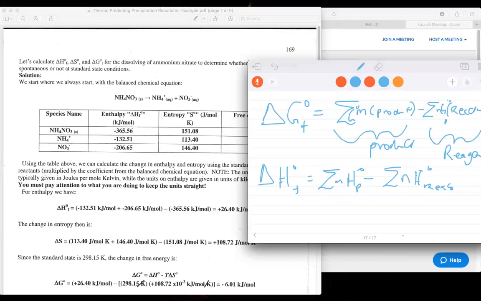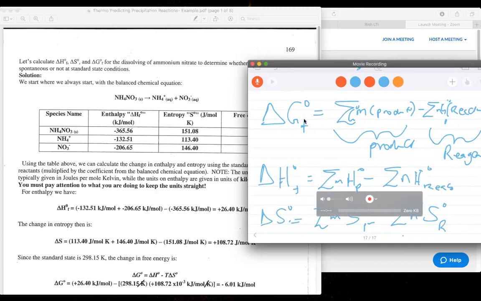You do the same thing for entropy of formation, delta S naught, given by the summation of M, the coefficients in the balanced equation, S naught for product, minus the summation of N, S naught for the reactants. These equations are not covered, or maybe only partially covered, in the lab manual, but should be covered in the lecture.